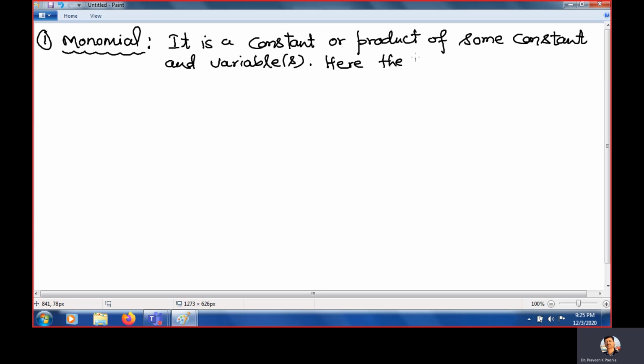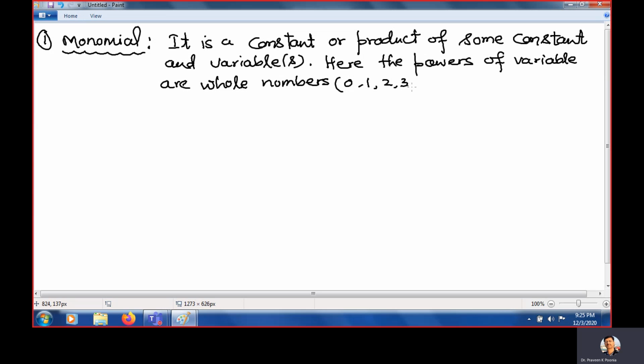Here the powers of variable are whole numbers. Whole numbers means power may be 0, 1, 2, 3, 4, ... Power cannot be negative here. This you need to remember. Clear?